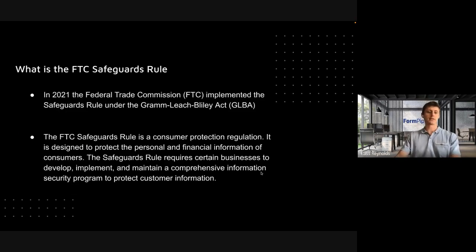The FTC Safeguards Rule was passed by the Federal Trade Commission, the FTC, and it was implemented under the GLBA, the Gramm-Leach-Bliley Act. The rule is a consumer protection regulation. Typically the FTC doesn't step into the retail space, but when it has to do with consumer protection, that is when they get involved. It's designed to protect the personal and financial information of consumers, and it requires certain businesses to develop, implement, and maintain comprehensive information security programs to protect that customer information.